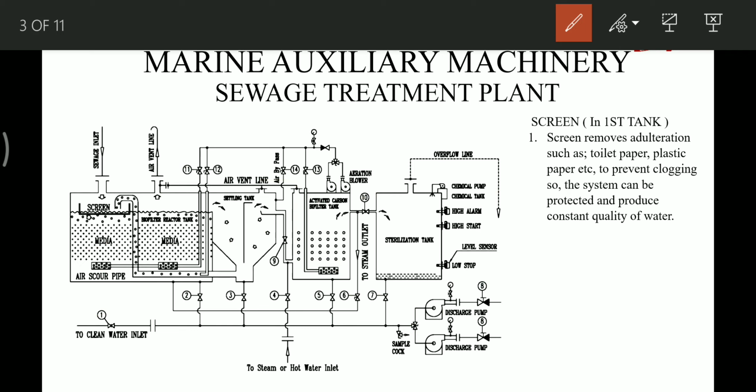So as you can see, there is a screen over here which is there on this biofilter reactor. So this screen removes adulterants such as toilet paper and the plastic papers to prevent clogging, so the system can be protected and produce a constant quantity of water. So basically this removes the foreign particles like the toilet papers and the plastic, and it's very important so that clogging should not happen in the system.